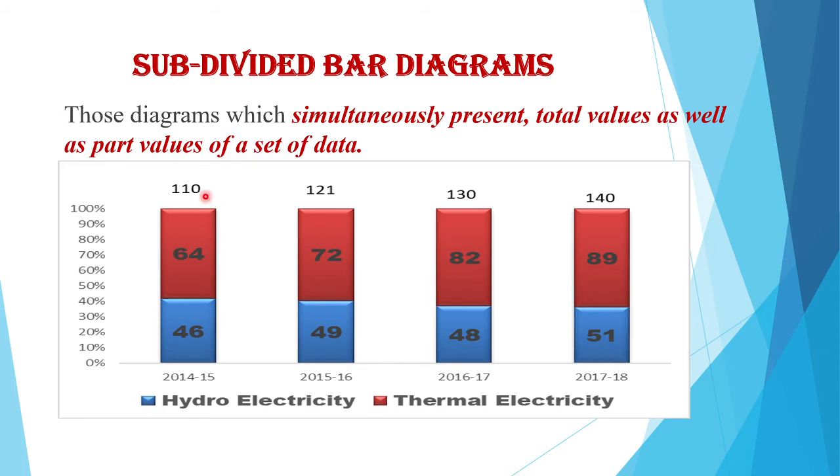Likewise, when we are talking about 2017-18, 51 units are used by hydroelectricity and 89 by thermal electricity, and the total production of electricity used by the company is 140. That means for producing some goods, the company used 51 units of hydroelectricity and 89 units of thermal electricity.